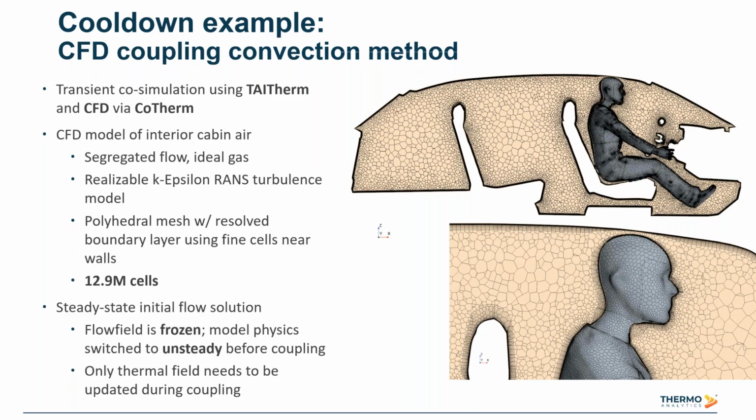We're going to be doing the coupling with a steady state initial flow solution that we then freeze during the transient cool down. So during the cool down, we're assuming the flow remains the same and only updating the thermal field and coupling that with TAITherm over time, which of course is a pretty efficient method when you're not worried about changes in the flow field during the transient.